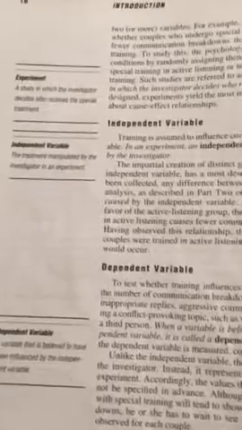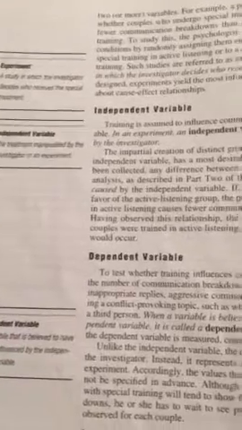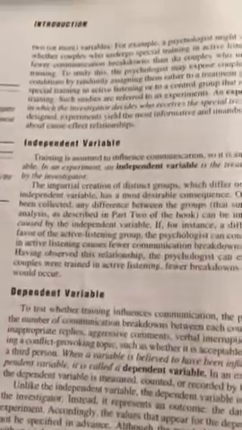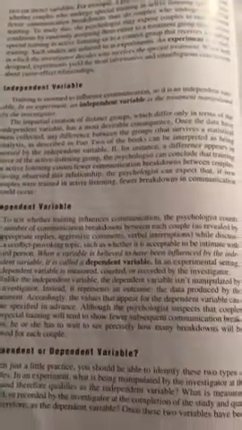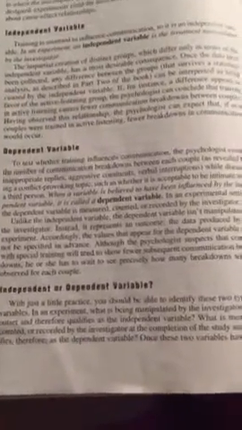The book then discusses experiments. An experiment is a study in which the investigator decides who receives a special treatment. In experiments, you have independent variables and dependent variables. An independent variable is a treatment manipulated by the investigator, and a dependent variable is a variable that is believed to have been influenced by the independent variable. So when you're looking to see what is correct, you're usually testing to see if the dependent variable is affected.